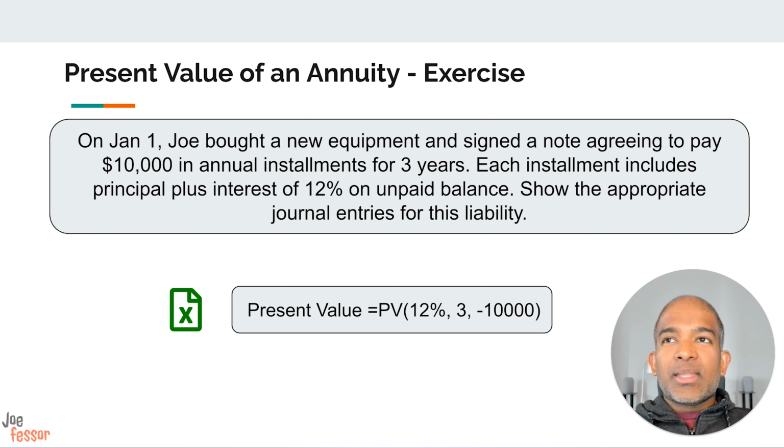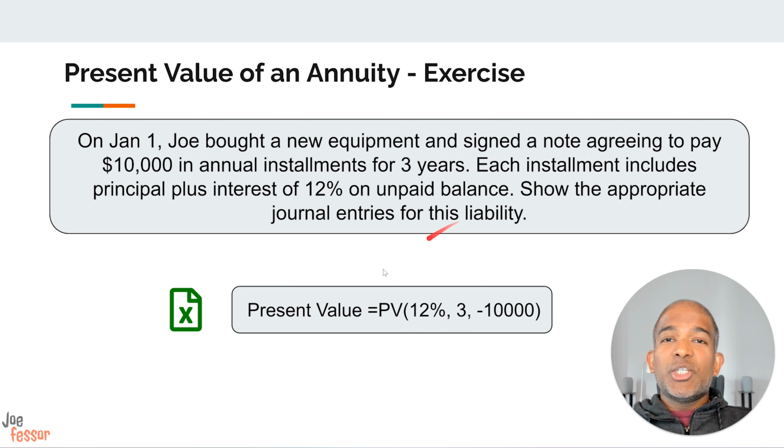corresponding journal entries. On the 1st of January, Joe bought a new equipment and signed a note agreeing to pay $10,000 in annual installments for 3 years. Each installment includes the principal plus interest of 12% on unpaid balance. Show the appropriate journal entries for this liability. Joe purchases equipment and agrees to annual installment payments. These payments include both principal repayment and interest. To record this equipment and liability accurately, we can't simply focus on the $10,000 annual payments. We need their present value.